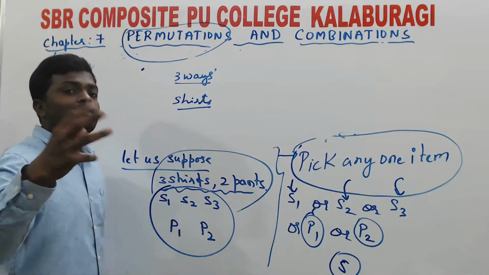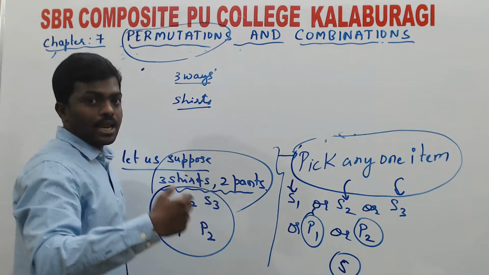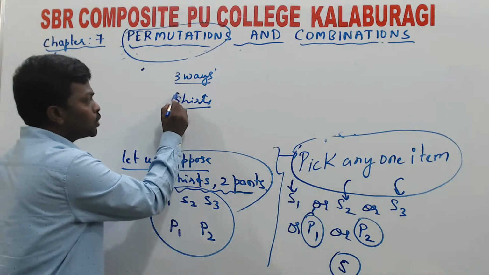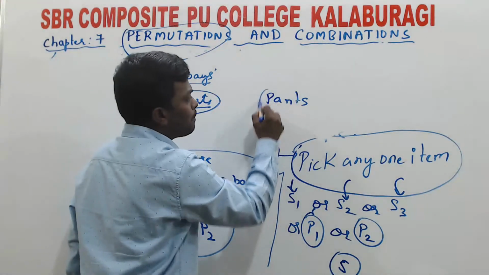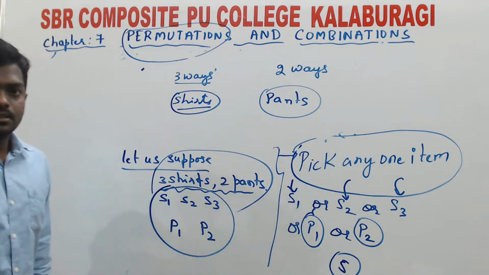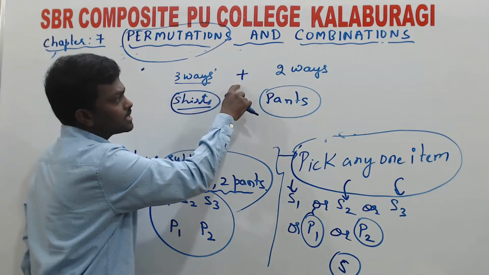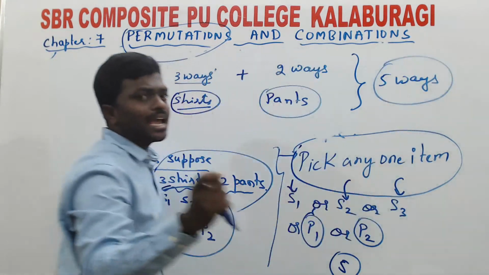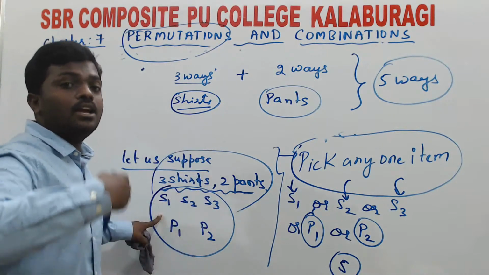Let's suppose there are five students. One has picked S1, another will pick S2, S3, P1, P2. So there are how many ways? Five ways, right? To pick shirts, he has three ways, and to pick pants, he has two ways. So it's nothing but three ways plus two ways. A student can pick a single item among the bunch of five objects in five different ways.